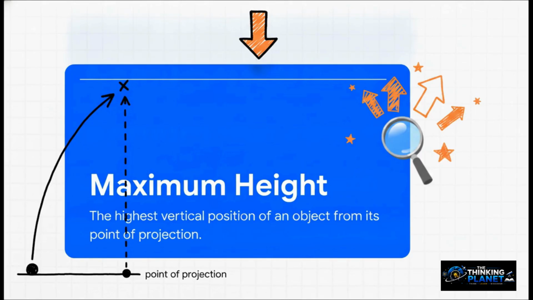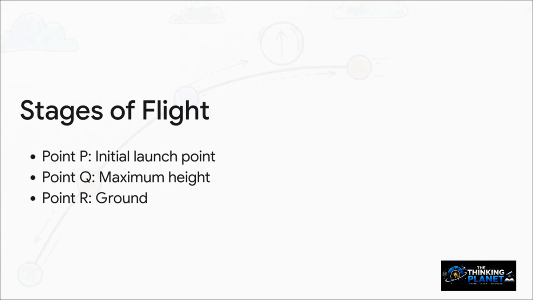Now, before we even think about touching the math, we've got to establish what we're actually measuring here. The maximum height is simply the absolute highest vertical position the ball reaches from the ground or its point of projection. It's literally the very top of that curved path. From this exact point onward, the ball stops going up and starts falling down.